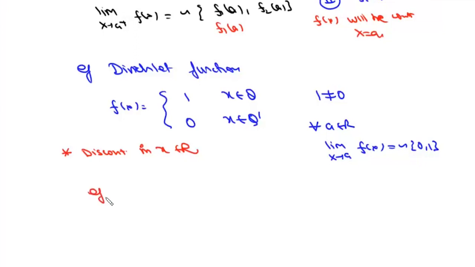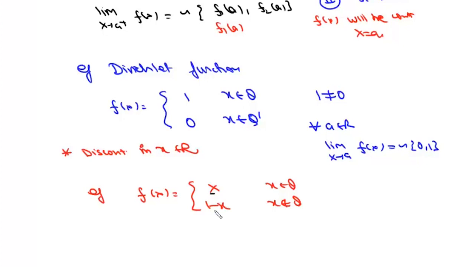Another example is, suppose we have defined this function f(x) as x when x is rational and 1 minus x when x is not rational.